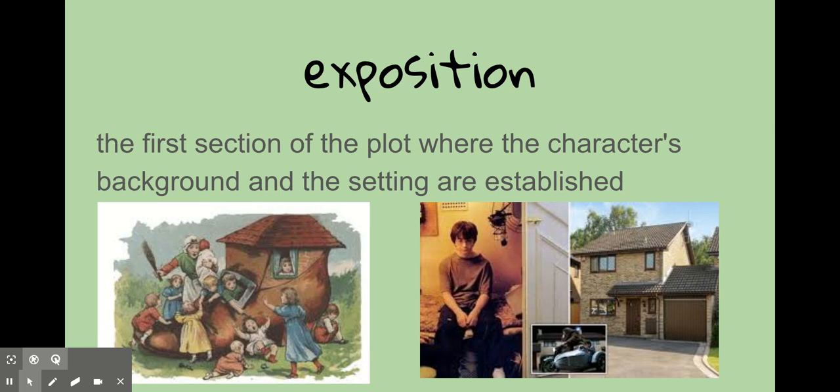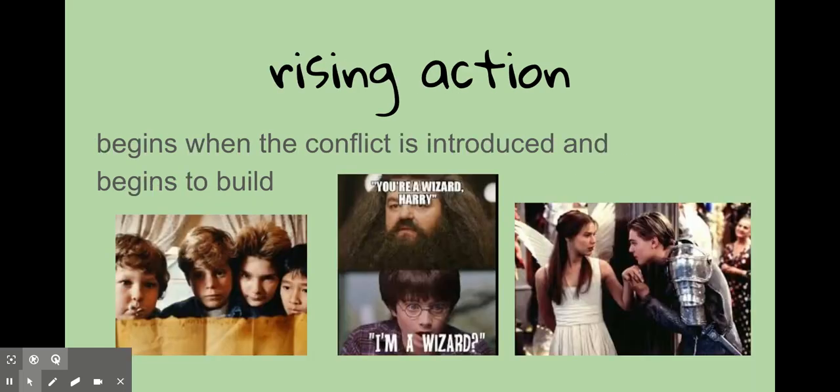And it can be difficult when a story doesn't provide a lot of exposition because we have to look for clues later in the story to figure out who, what, when, where these people are. The rising action begins when we figure out what the conflict is. And once that conflict's introduced, events are set in motion from that point on, and that's the rising action.